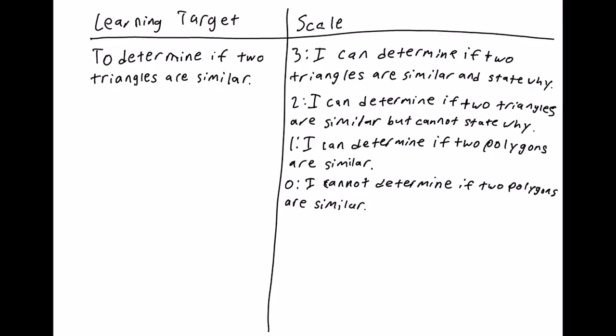Odd. The learning target for today is to determine if two triangles are similar. For the scale, a 3, you can determine if two triangles are similar and state why. 2, you can determine if two triangles are similar but cannot state why. 1, you can determine if two polygons are similar, which is the learning target from the last lesson. And 0, you cannot determine if two polygons are similar. Let's get started.